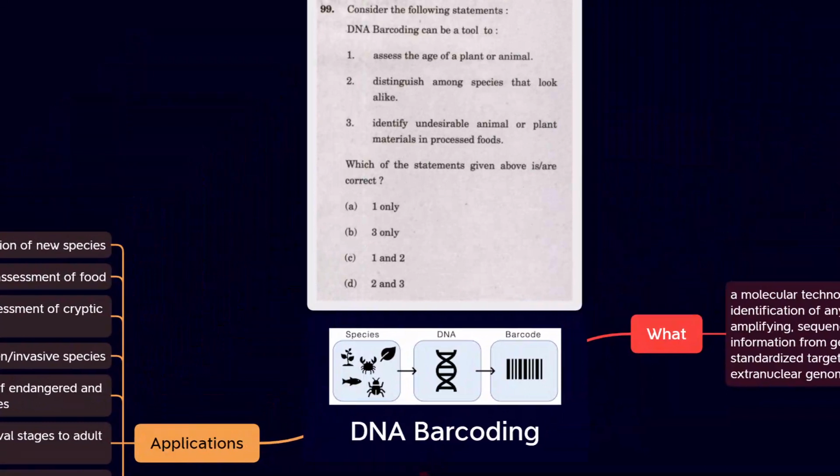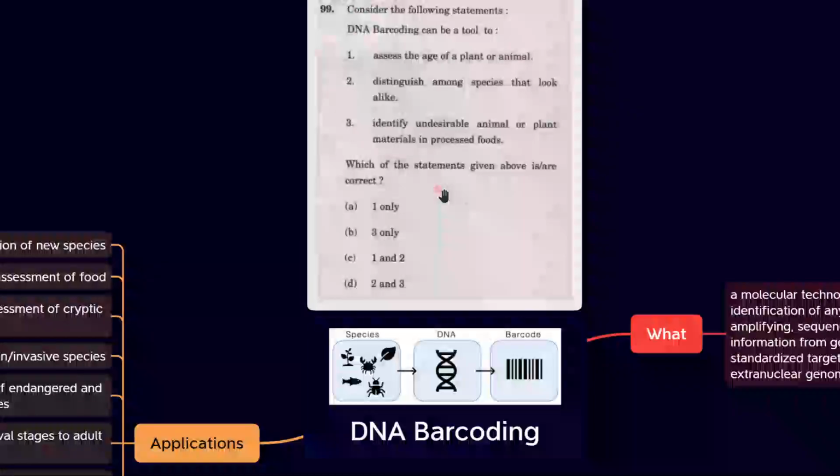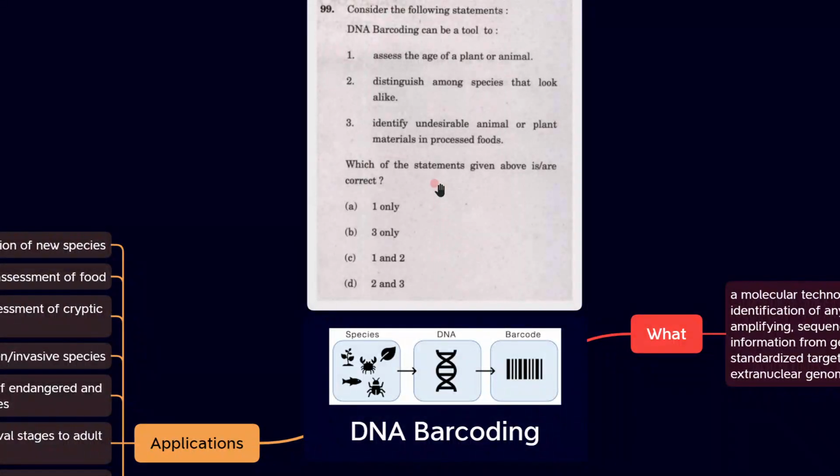So now let's look at the question. DNA barcoding can be a tool to assess the age of plant or animal. Is it correct? I think no. Distinguish among species that look alike. Yes. Identify undesirable animal or plant materials in processed food. So the correct options here are distinguish among species that look alike. Yes. So the second one is correct.